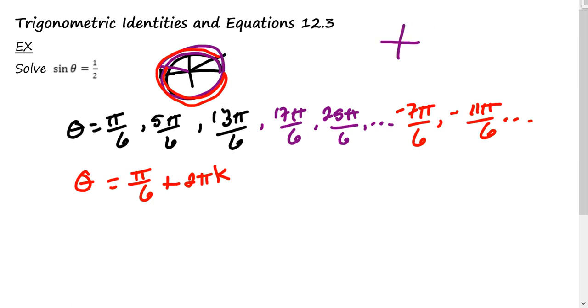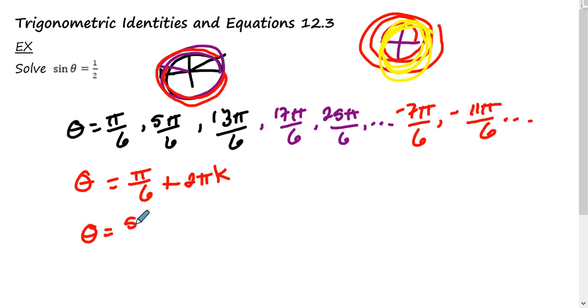So if I went 1 time, that would be plus 2 pi k. 2 times would be plus 4 pi. 3 times would be 6 pi. So that's why it's plus pi k, to take into consideration those full revolutions. Or if I went negatively around, that would be a negative 1, negative 2, etc. So those would be negative values. Okay, so that's the first one with pi over 6.